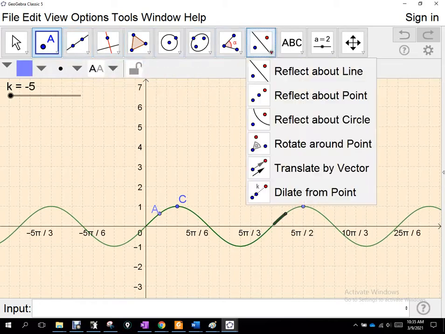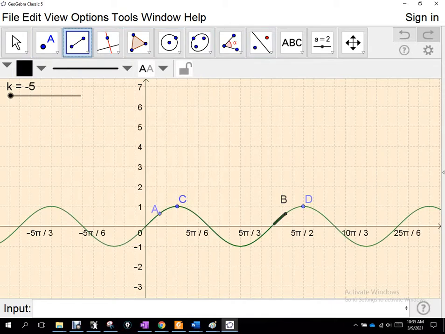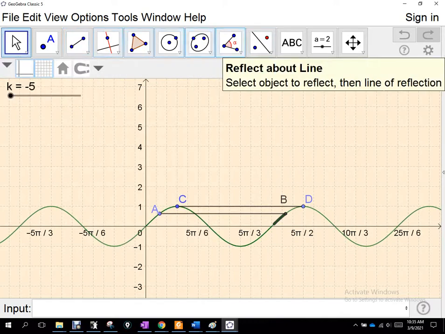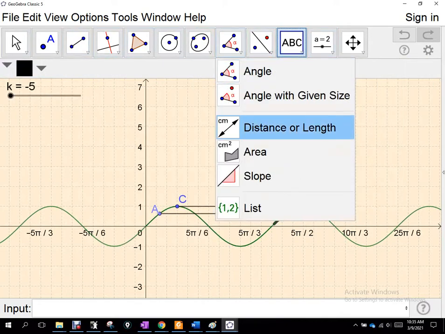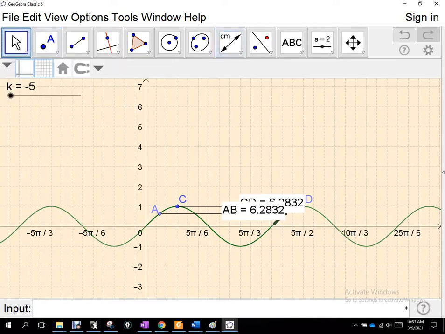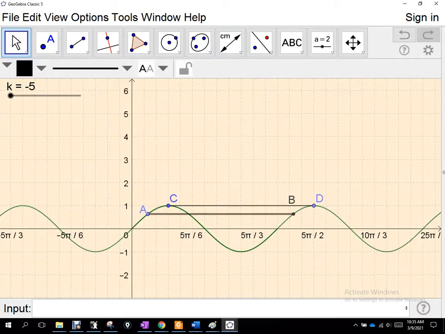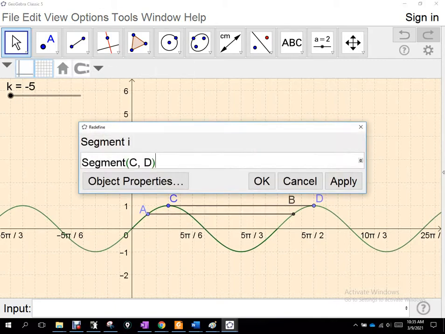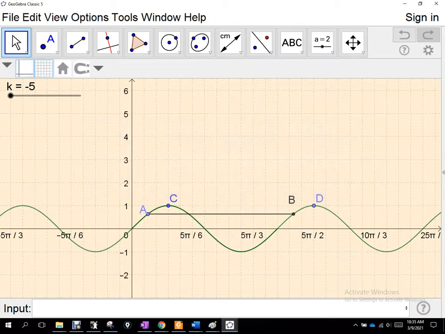The distance between those 2 points, C and D, should be the same as the distance between A and B. And those distances are both 6.2832. What number is that? That's 2 pi. And this is for the parent function of the sine curve, the period is 2 pi. Now that changes as we change our function.